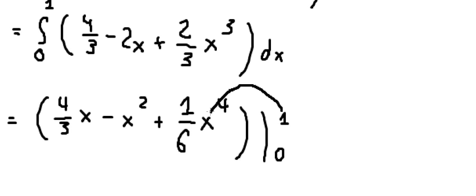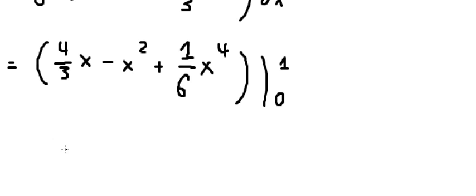Now we put 1 going here, 0 going here, and we have 1 over 2. And that is the final answer.